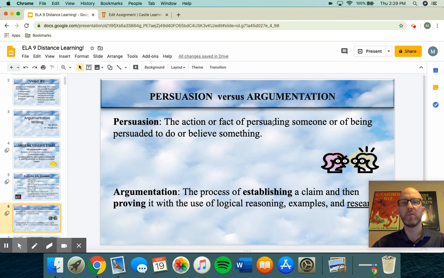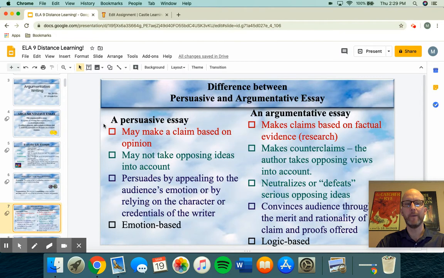Versus, like we see here, argumentation of logical reasoning, with examples and evidence and research. So we're not doing persuasion. We're not doing emotion. People do that all the time, like I said, in the way that they try to argue something in the hallway, but we want to focus on more argumentation.